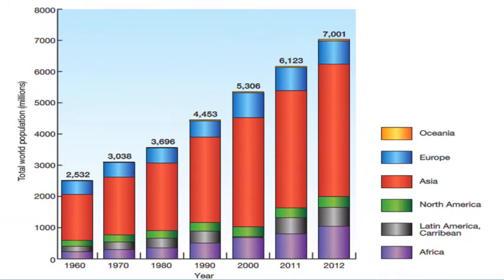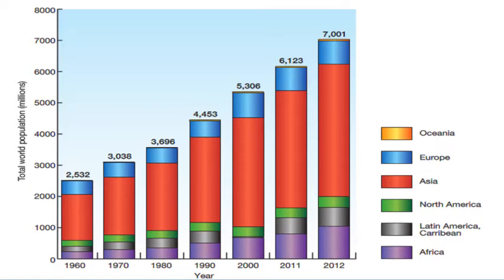This is the bar graph that tells you how the population of the world has increased since the 1950s. You can see that different colors represent different continents. Africa with the purple color, Latin America gray color, North America green, Asia red, Europe blue, and the Oceania group is orange color.